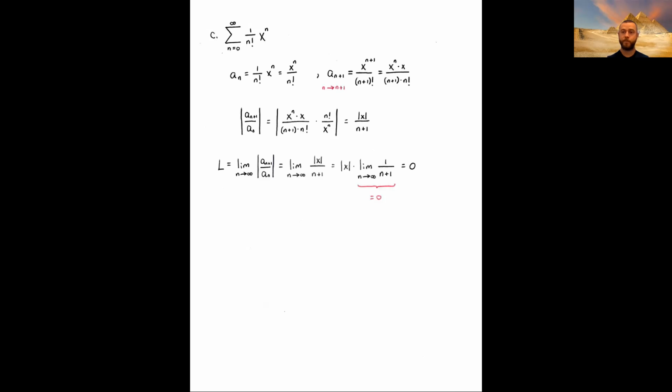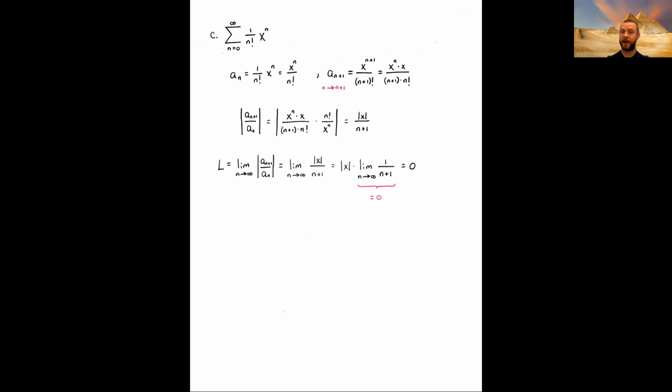All right, let's wrap up part C here. This will basically be the final example for this first lecture on power series. So this seems pretty straightforward. You might recall some properties of factorial, which we're going to use here. So we have as our nth term, a sub n, write that as a single fraction, x to the n divided by n factorial. We increment, replace n with n plus 1.